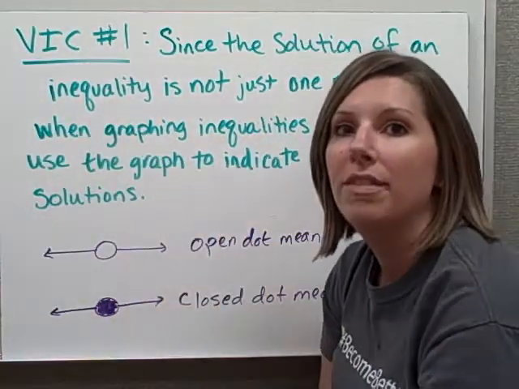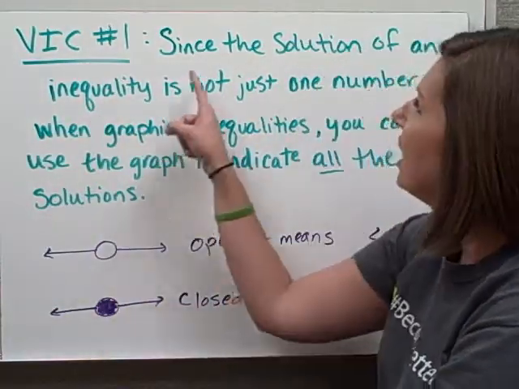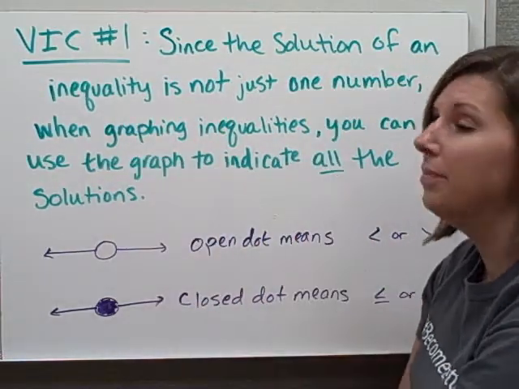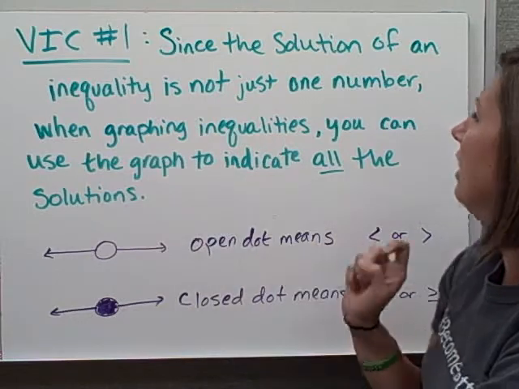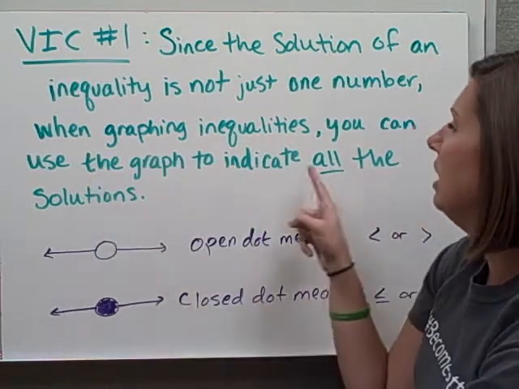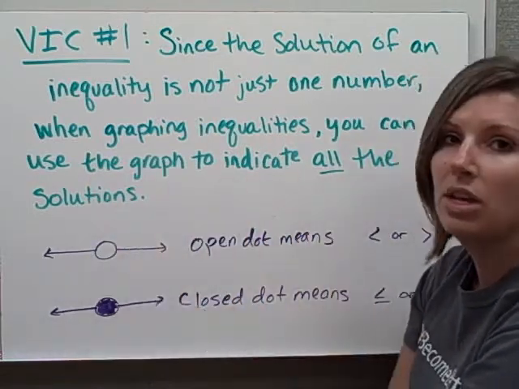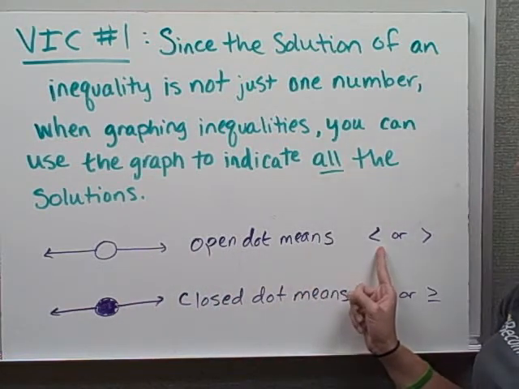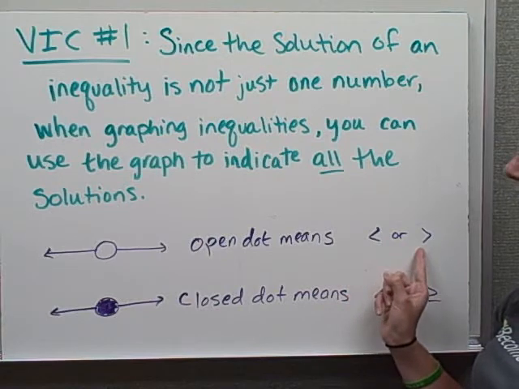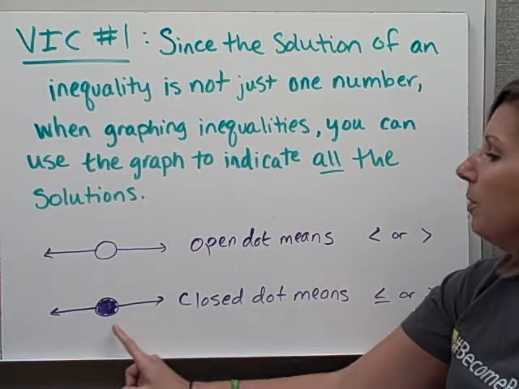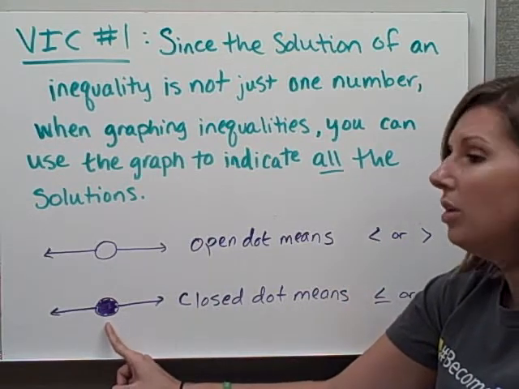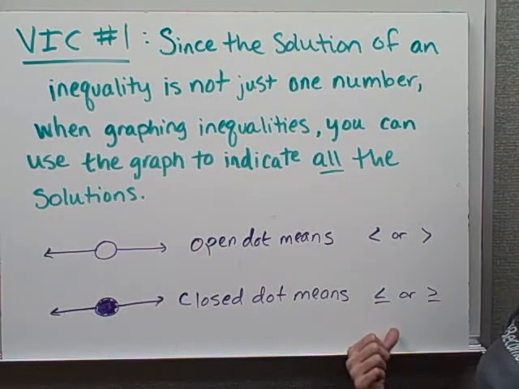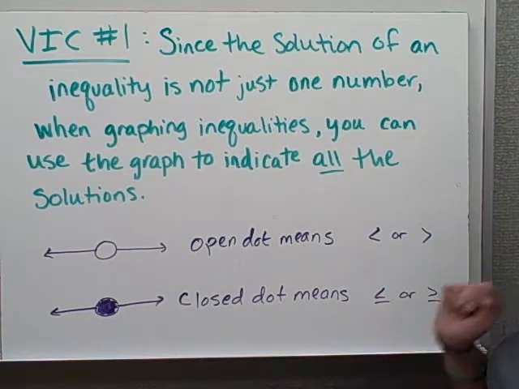Big idea number 1, a very important concept. Since the solution of an inequality is not just one number, when graphing inequalities, you can use the graph to indicate all the solutions. So we're going to be using an open dot when we represent inequalities that are less than or greater than. We will be using a closed dot or a closed circle for any less than or equal to or greater than or equal to statements.